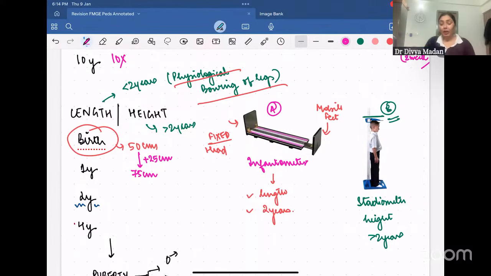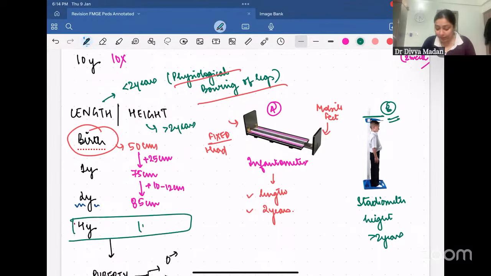And then thereafter, in the next year, the gain is 10 to 12 centimeters. So add another 10 centimeters to it. So at 2 years of age, it will be 85 centimeters. And finally, at 4 years of age, the height of the child becomes 100 centimeters.